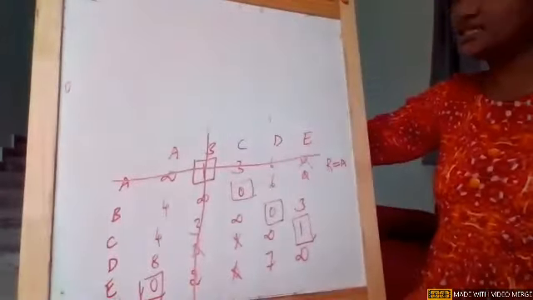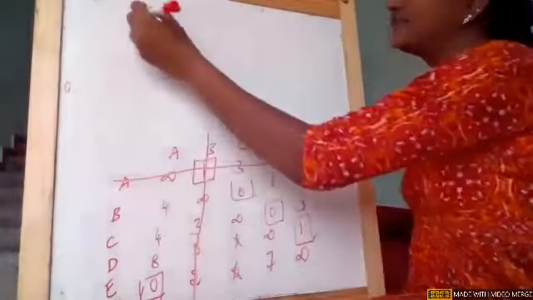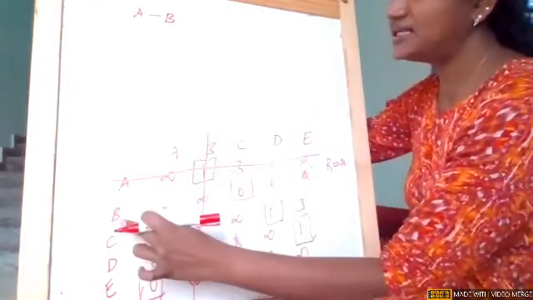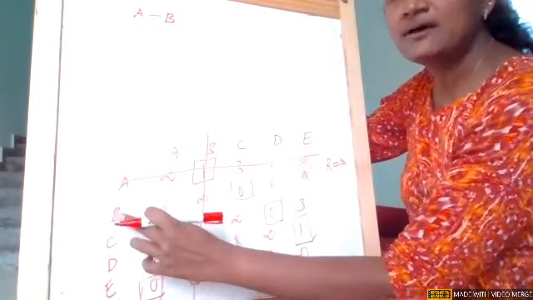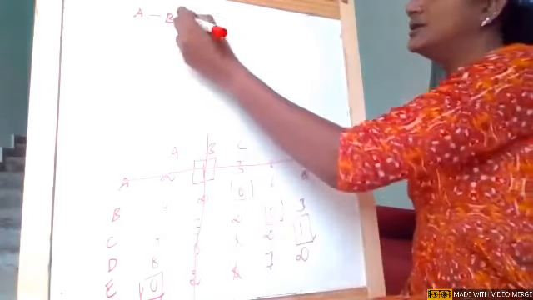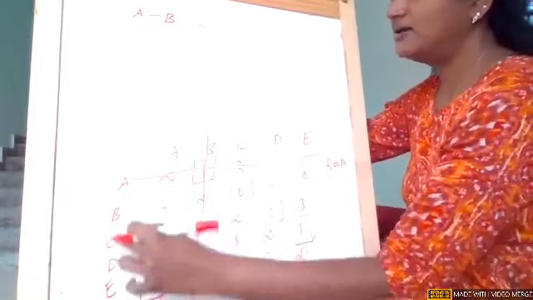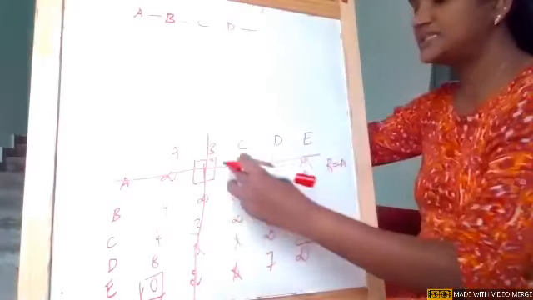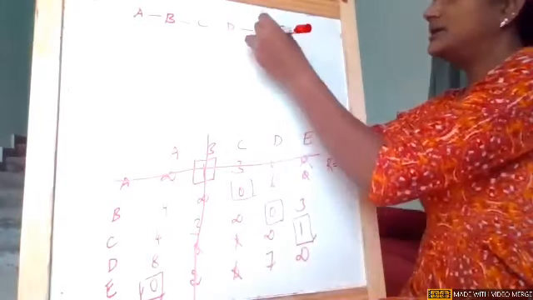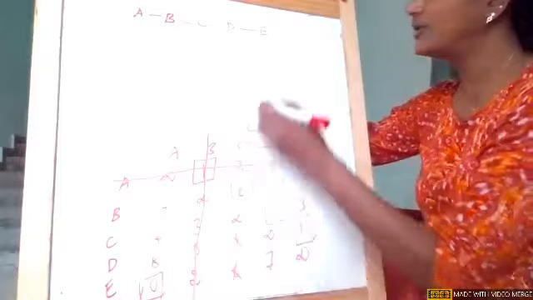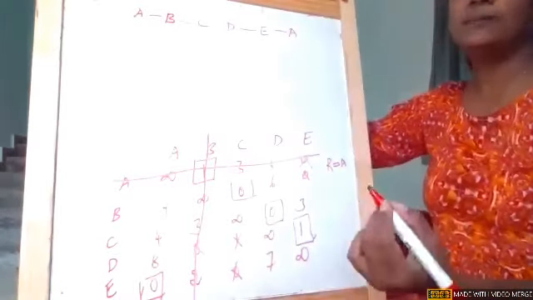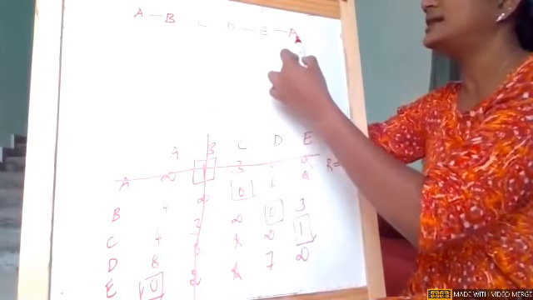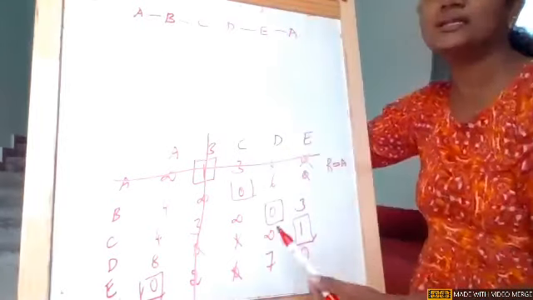Now whatever is my origin, I'll just write. A is from city A, he is going to B. Okay, from B, where is he going to? C. From C, where is he going to? City D. From city D, where is he going to? E. From E, where is he going to? A. So this is how in my traveling salesman problem, my path is A, B, C, D, E, and again, wherever he started, he needs to end at the same location.